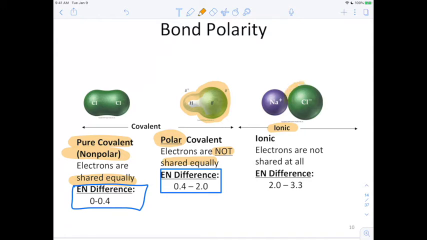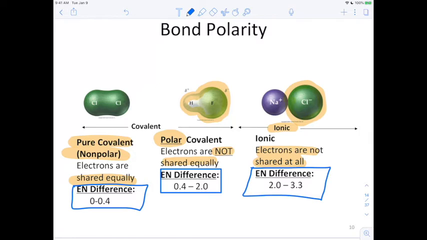So chlorine is not even pretending to share with sodium anymore. Chlorine has taken the electron for itself. That is what ionic means. The electrons are not shared at all. Somebody has actually taken an electron that doesn't belong to them. Electronegativity difference of 2 to 3.3.